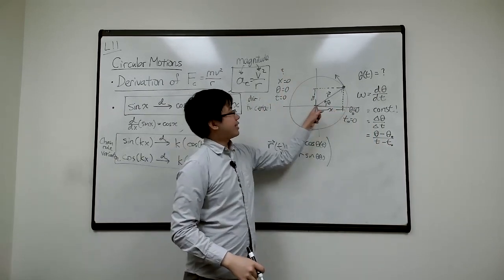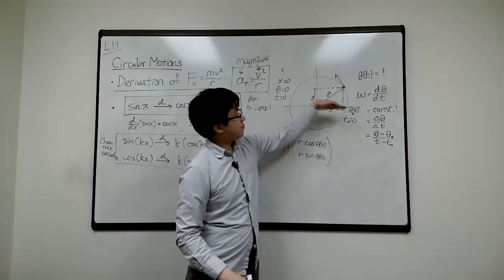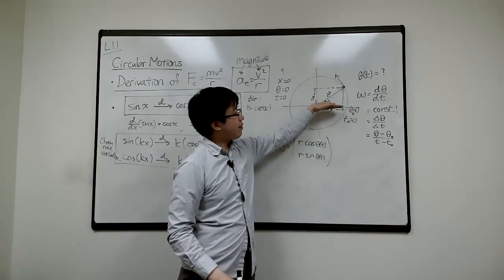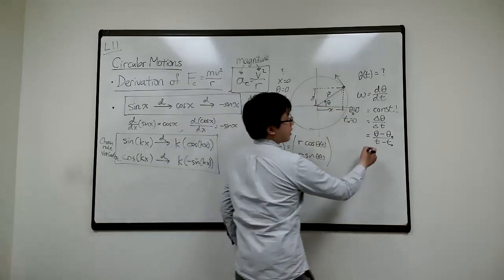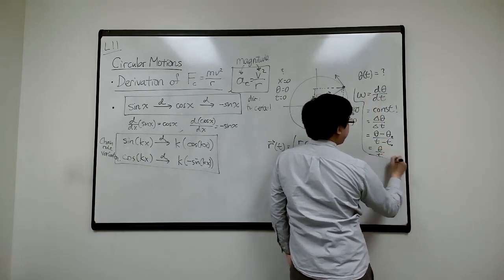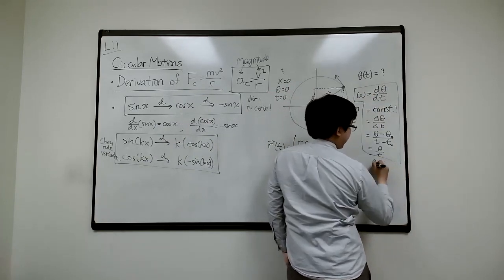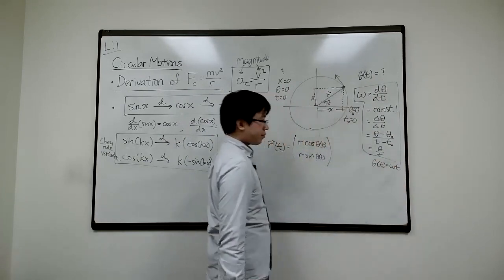So we're going to set x equals 0 here, y equals 0 here, theta equals 0 as this part, the polar angle definition, and time equals 0 to whatever the starting time of this is. So the omega here simplifies to theta over t, right? So theta as a function of time is just equal to omega times t.